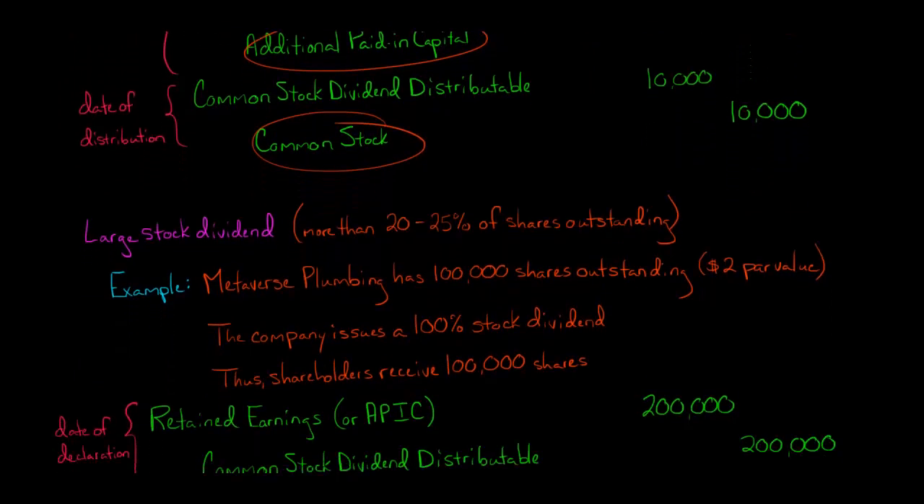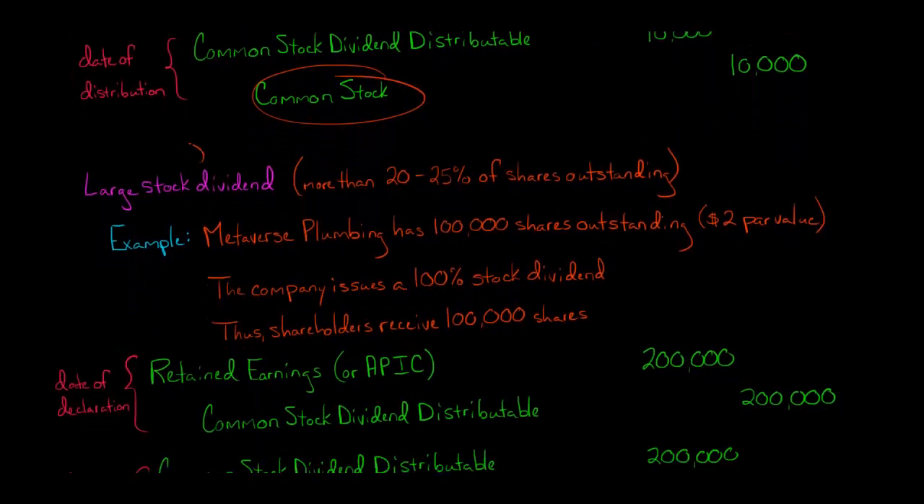Now, let's say that we have a large stock dividend, so more than 20 to 25% of the shares outstanding. Let's say it's a 100% stock dividend. So there are 100,000 shares outstanding before the stock dividend, $2 par value per share, and shareholders are going to receive 100,000 shares. Now there's going to be an additional 100,000 shares, for 200,000 total.